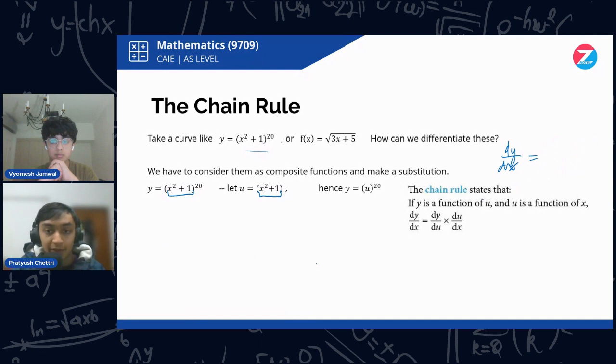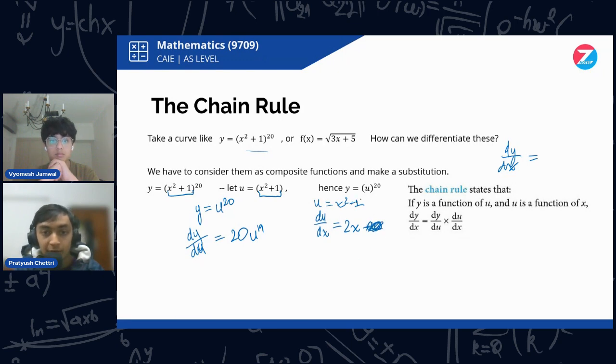So what that means for us here is if y is u to the power 20, then dy with respect to u, because that's the variable we're differentiating, is 20u to the power 20 minus 1, 19. And that's the first part of ours. So we also need du/dx, where u is x squared plus 1. Then what's the differentiation of that? 2x plus 0. You can ignore the plus 0 because 1 is a constant term.